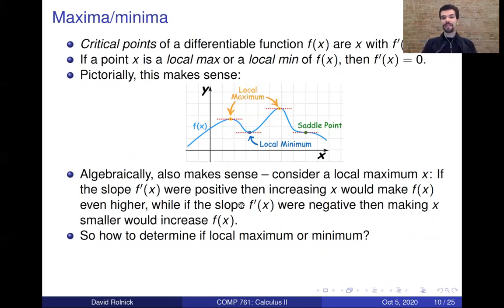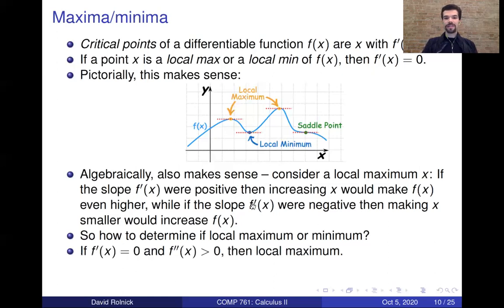Yeah, you can look at the second derivative. If the second derivative is greater than zero, then you have a local maximum. Just sort of intuitively, in that small area, it is convex, which means that it has to be a local minimum.